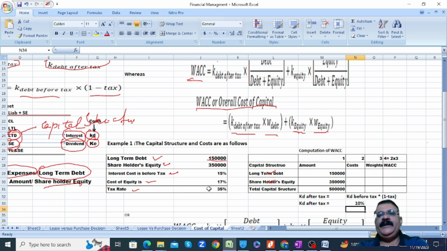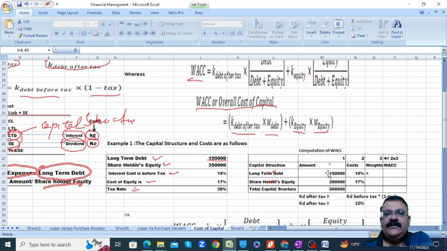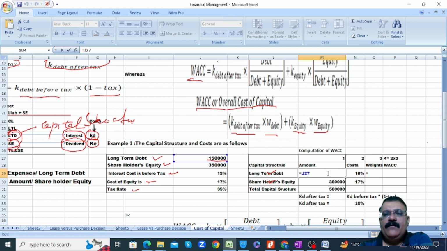So now we have it is 10%. Here we will display this 10% after tax cost, and here is 17%. And now we will compute the weights. Weight is equal to 1,50,000 divided by 5 lakh, and 3,50,000 divided by 5 lakh.